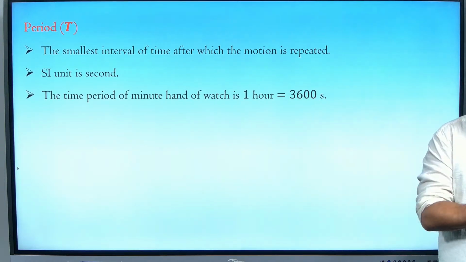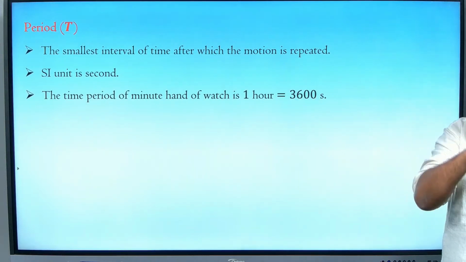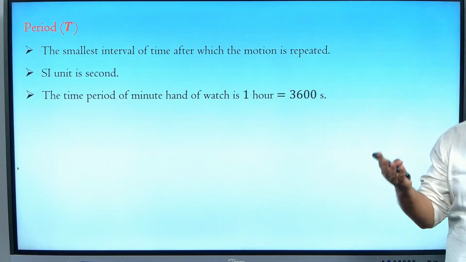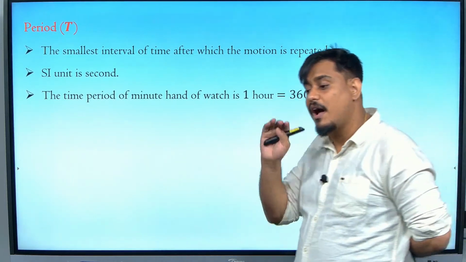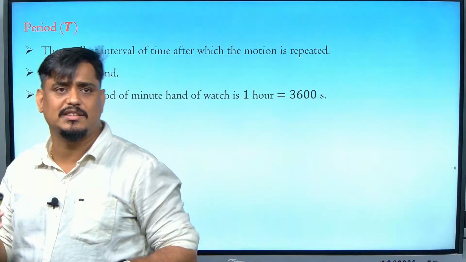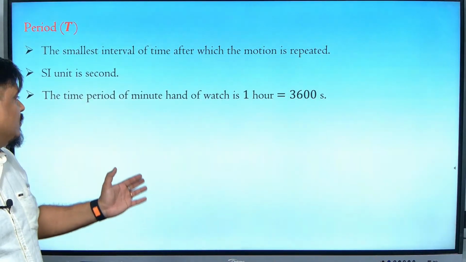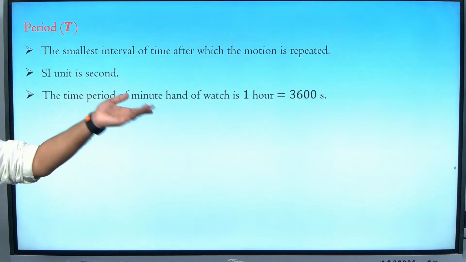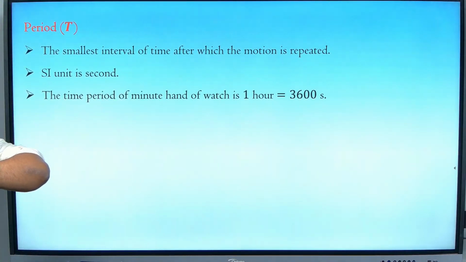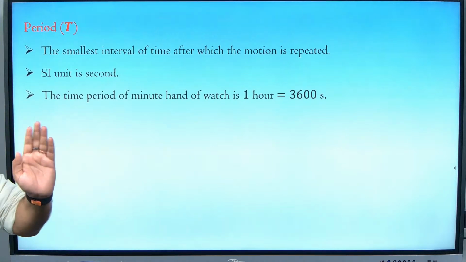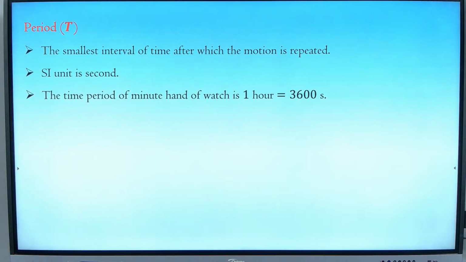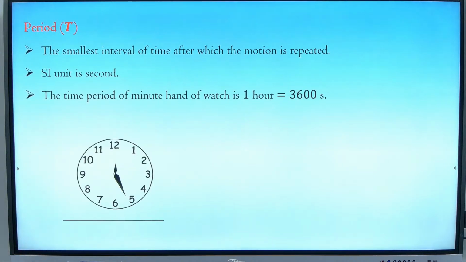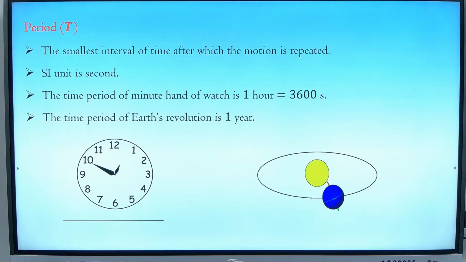60 seconds. If I ask you for an hour hand, 12 into 60 into 60, whatever it comes, I think 84 something it will come. That is the time period of the hour hand. So whoever's time period you want to find, you need to find how much time it takes to complete one full oscillation, isn't it? So time period is the time taken to repeat itself, that is, complete one full oscillation or full periodic motion. So in this case, as I told you, Earth's revolution, what is the time period? 1 year, obviously, common sense.